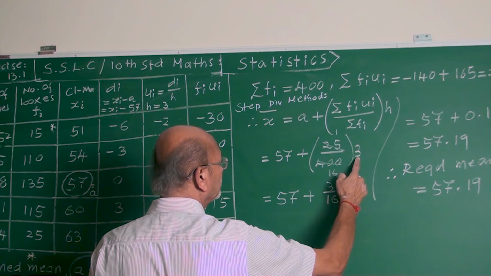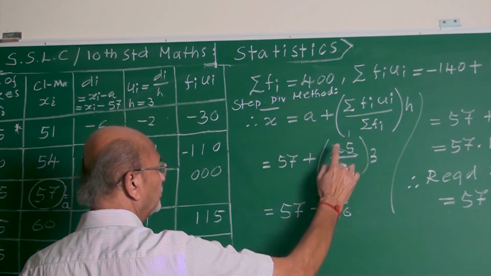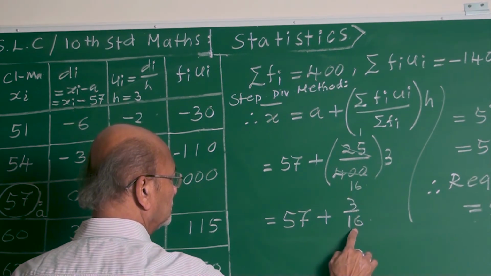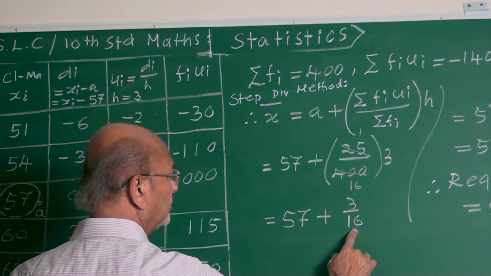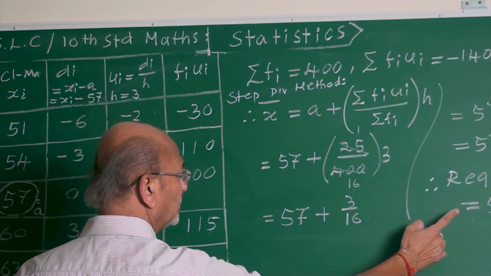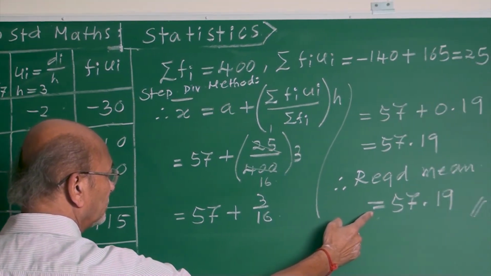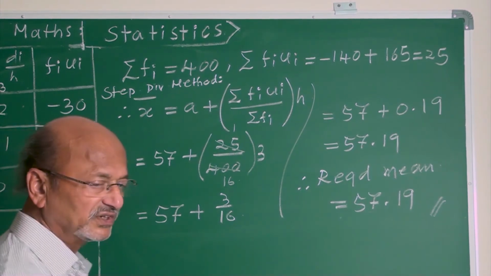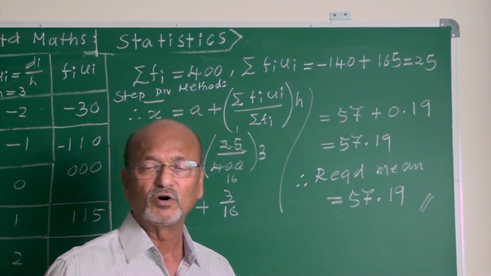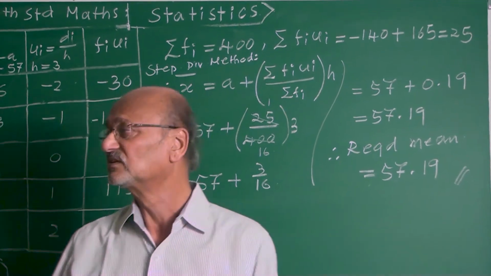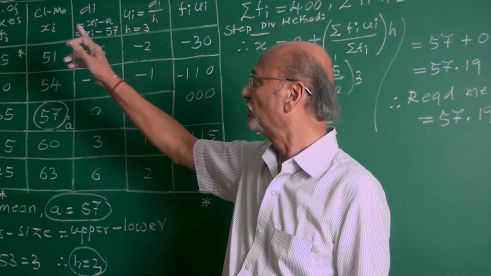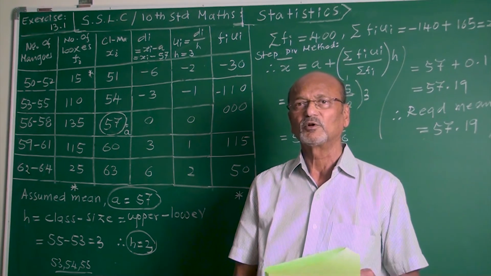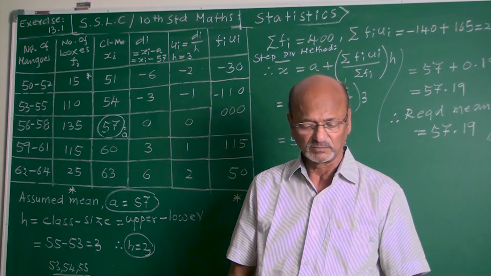25 upon 400 into 3. 25 into 1, 25 into 16, my friends. 16. 3 by 16 is 0.19. So the required mean is 57.19, my friends. This is example number 5 of your exercise 13.1, my friends. I do one more, the last example on this step deviation method.